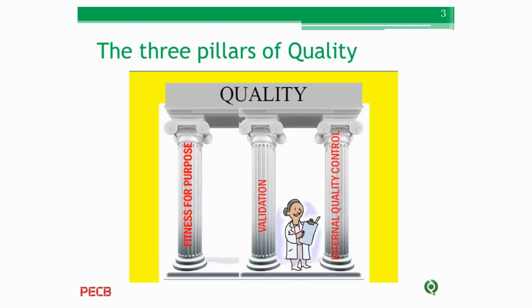First, the fitness for purpose. It means that the results should be meaningful for the customer of the laboratory, for the receiver of the results, who uses the results for making a decision to reject the product or accept the product. It might be food or drug or different things that might affect our health, and industrial, commercial values might be affected by this fitness for purpose characteristic.